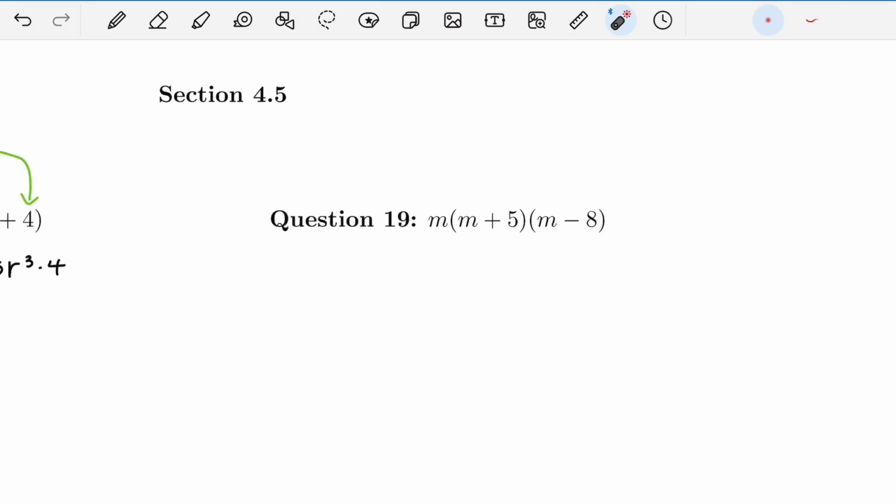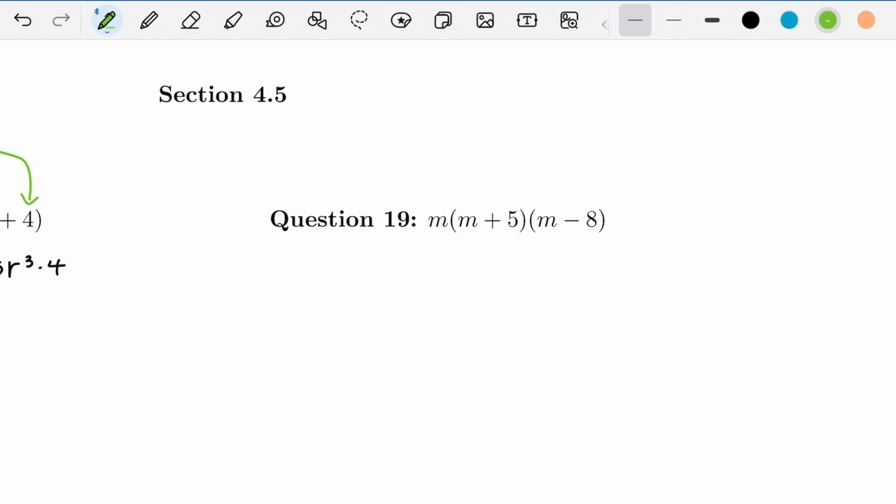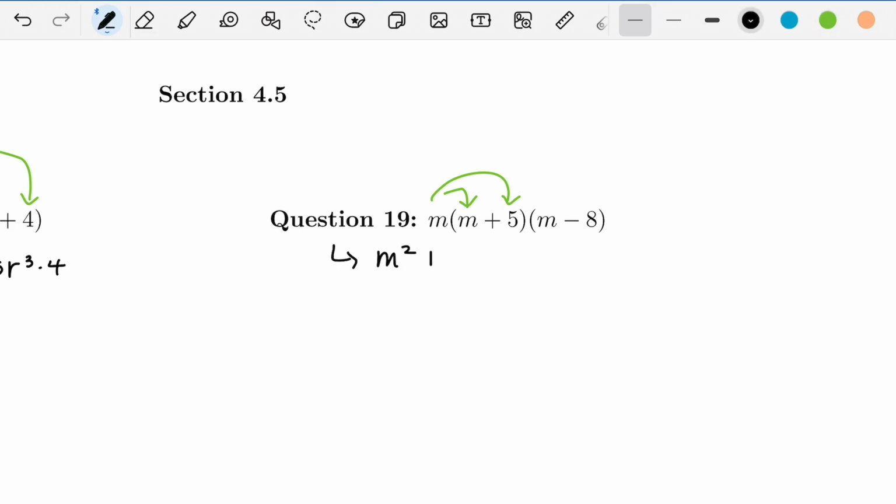Now for this question here, we have this m term, and then we have two binomials here, and we're multiplying all three of these. So the first thing that we'll do in this case is we're going to distribute this m on the outside to both terms inside of our parentheses here, similarly to what we did for the last example. So doing this, we're going to get m squared plus 5m, just distributing that m to both terms inside our parentheses. And this is still being multiplied by this other binomial here.